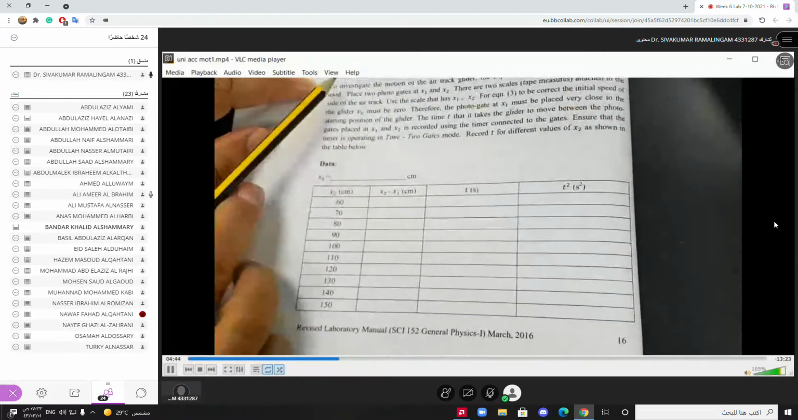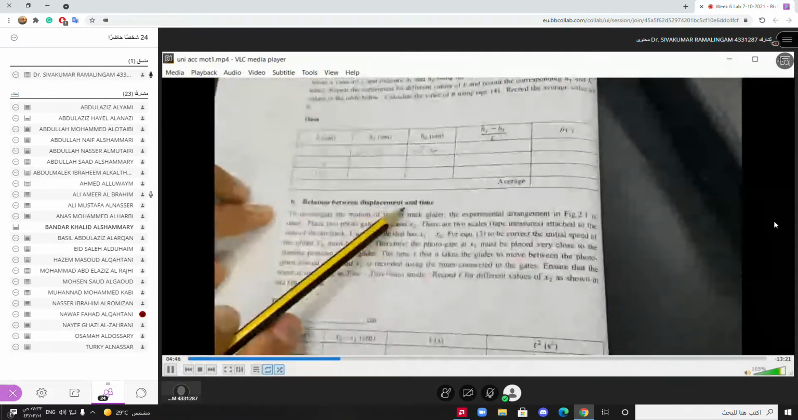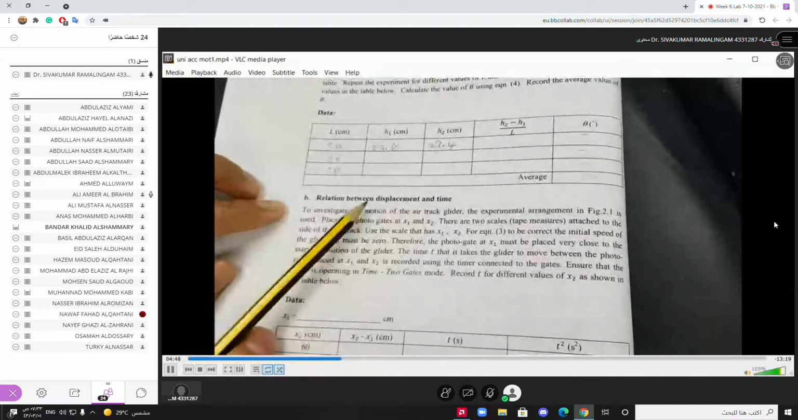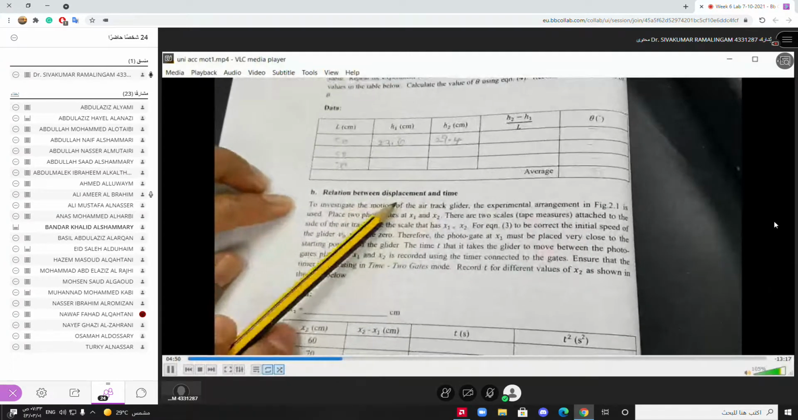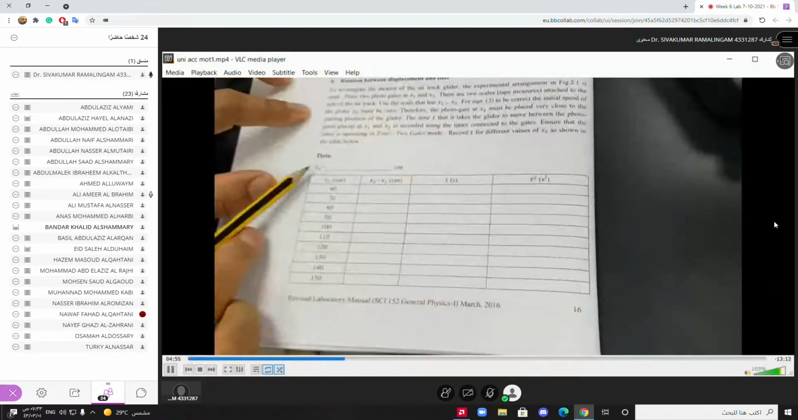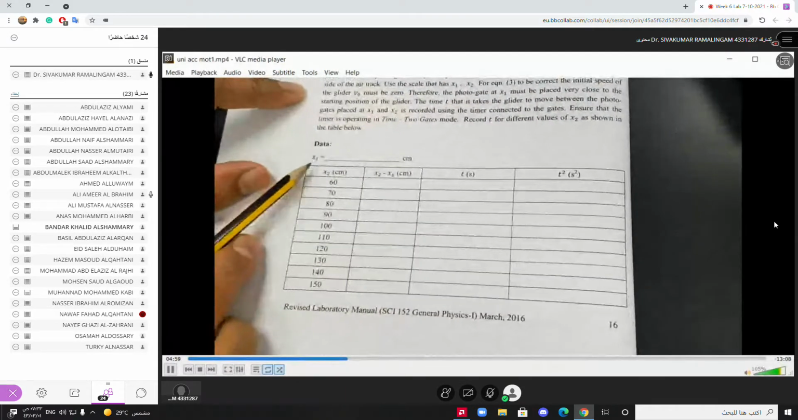Part 2, the relation between displacement and time. You're going to get the relation between the displacement and time. To do this, we are going to fill this table. First, I'm going to fix the x1. x1 is the position of gate number 1. x2 is the position of gate number 2.